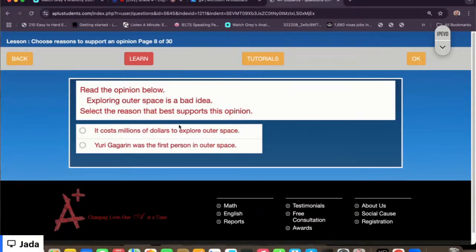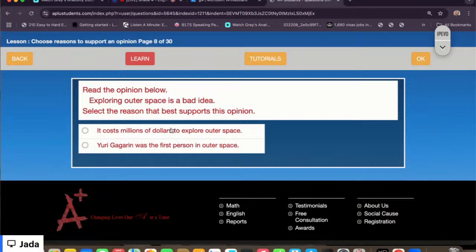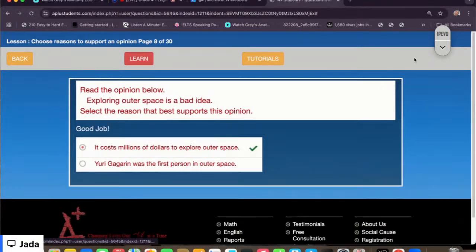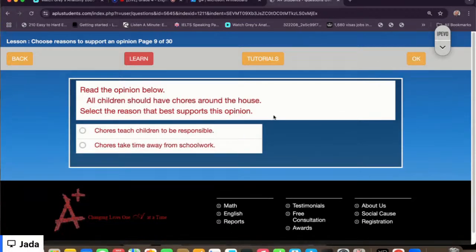Okay, so option one, it costs millions of dollars. Okay, all right, so all children should have chores around the house. Chores teach children to be responsible. Chores take time away from schoolwork. What is the right reason here?